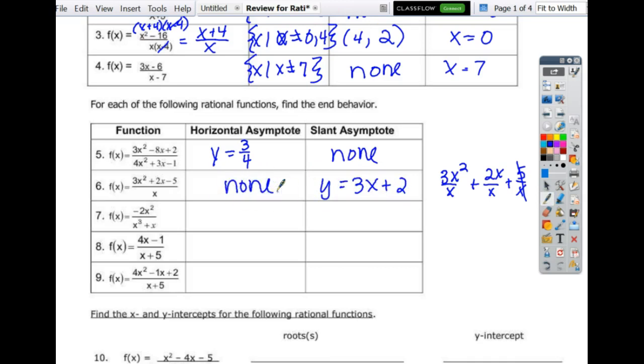So number 7. I have 2 on top, 3 on bottom. That makes it bottom heavy, which is 0. And this is none. So I have x and x, which makes this tied. So I want the coefficients. So I get y equals 4 and none.